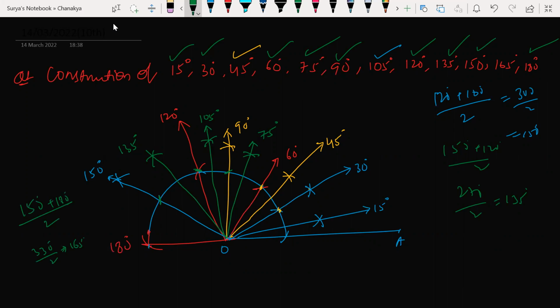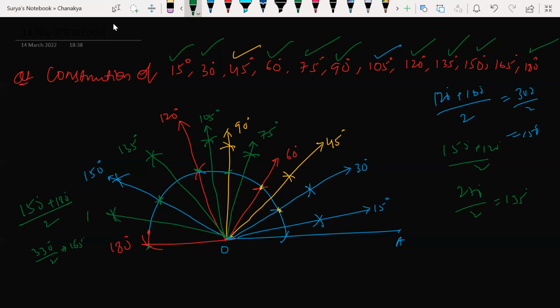So from this point I'll take here. From this point I'll take here. I'll just bisect it. And from this point I'll take an arc. From this point I'll take an arc. Bisect. Guys, I'm not able to draw straight.